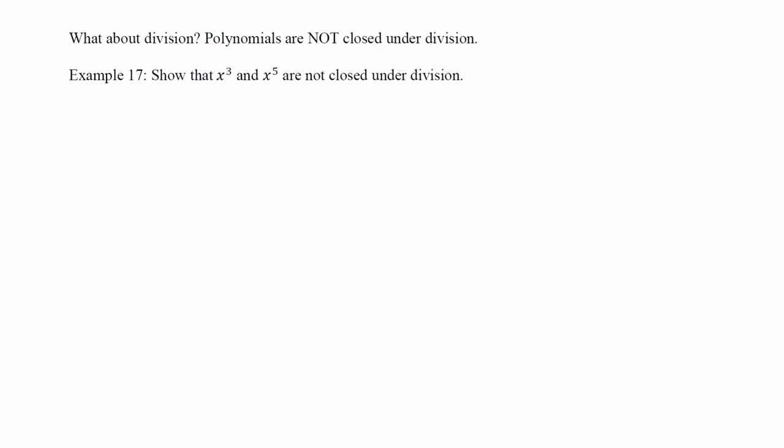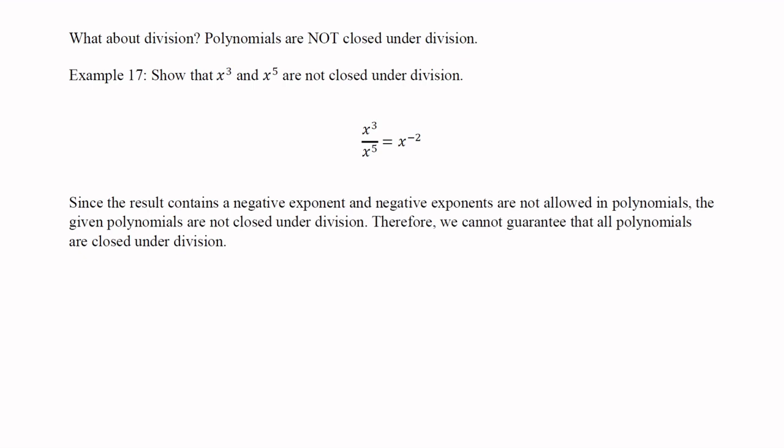So what about division? Well, polynomials are not closed under division. So for example, let's take x to the third and x to the fifth. They're monomials, but remember, monomials are polynomials as well. So we're going to divide the two, and when we do, we get x to the negative 2. And remember, if we have a negative exponent, we do not have a monomial, and therefore we do not have a polynomial. So since we have a negative exponent and they're not allowed in polynomials, then we do not have a polynomial as a result, and therefore polynomials are not closed under division.